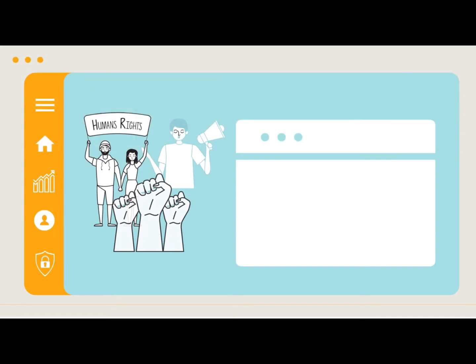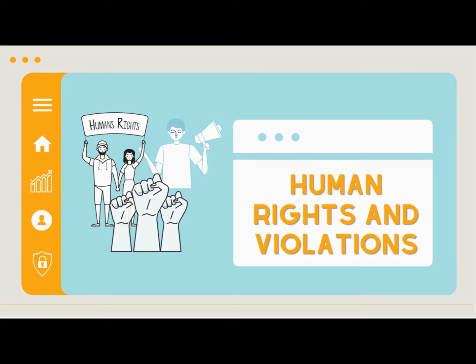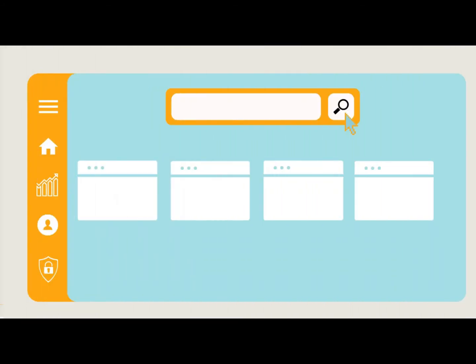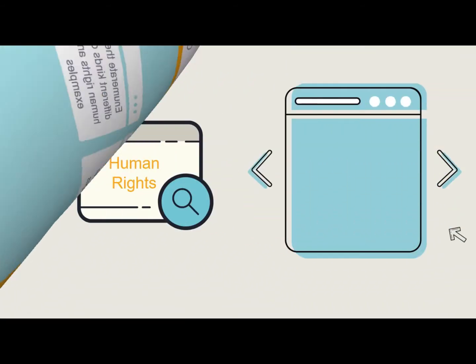What we're going to be learning in this video is all about human rights and human rights violations, alongside some savvy trivia we'll be throwing out later on. At the end of this discussion, Studybuds, you must be able to define human rights, enumerate the different kinds of human rights and examples, comprehend the types, examples, and effects of human rights violations, and have knowledge about the role of the government regarding human rights.